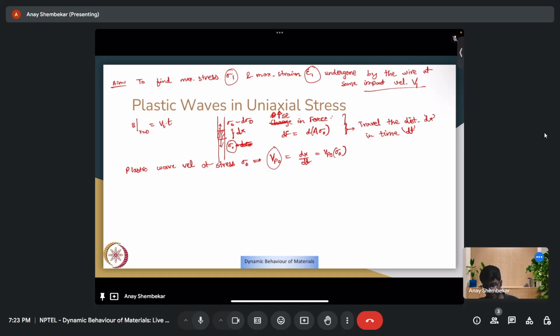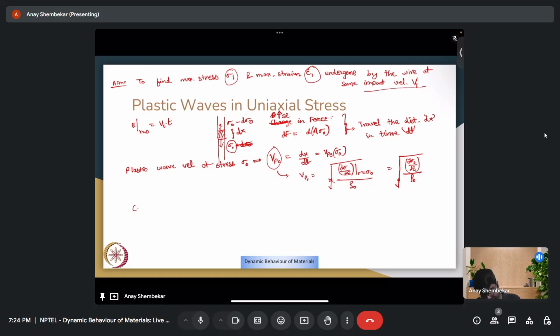And we know that this plastic wave velocity is given by the square root of d sigma by d epsilon at stress equal to sigma naught, divided by the density. We assume constant density and constant cross-section area here. So this is what we have. Let me write this down in a slightly different manner: d sigma naught by d epsilon upon rho naught.